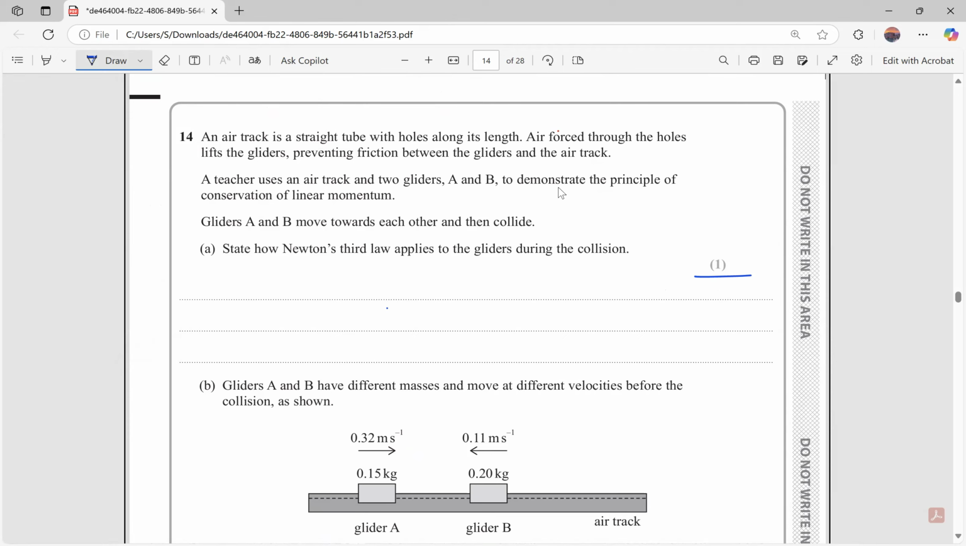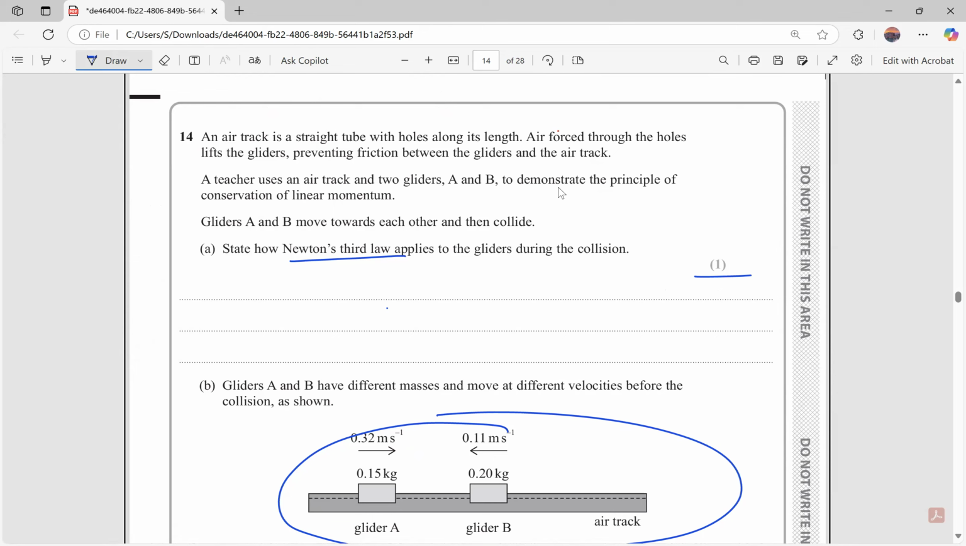So what's happening? There are two gliders moving on an air track. You can take this diagram for reference. The gliders collide, and now we have to say how Newton's third law applies to the gliders in this collision. So a very simple question, because what is Newton's third law? Every force has an equal and opposite reaction force.